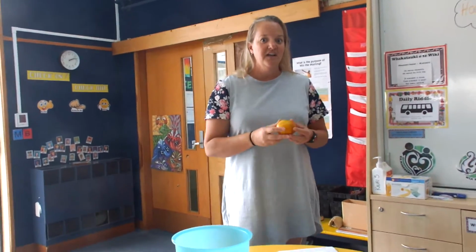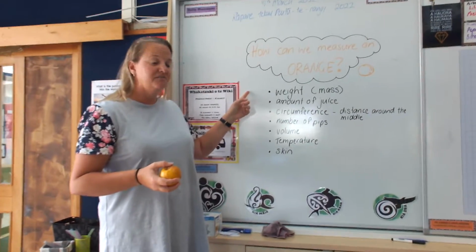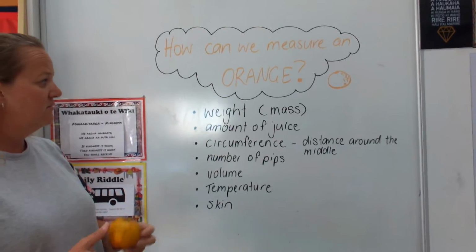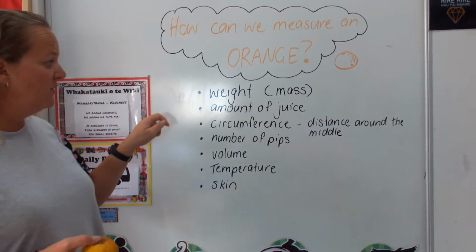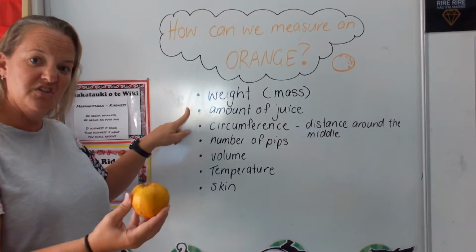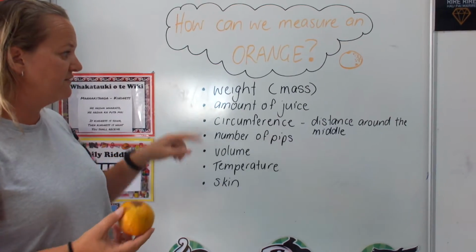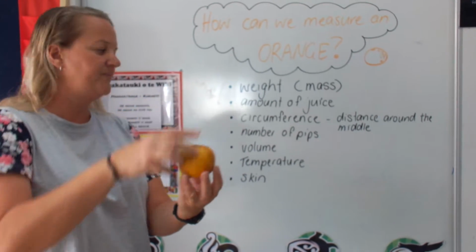Excellent. You should have a lovely long list of things that we can measure an orange for. We've actually done some brainstorming as well. How can we measure an orange? Well, we could measure the weight of it. We could measure the amount of juice it has in it. I wonder how we'd do that. We could measure the circumference. That's the distance around the middle of the orange.